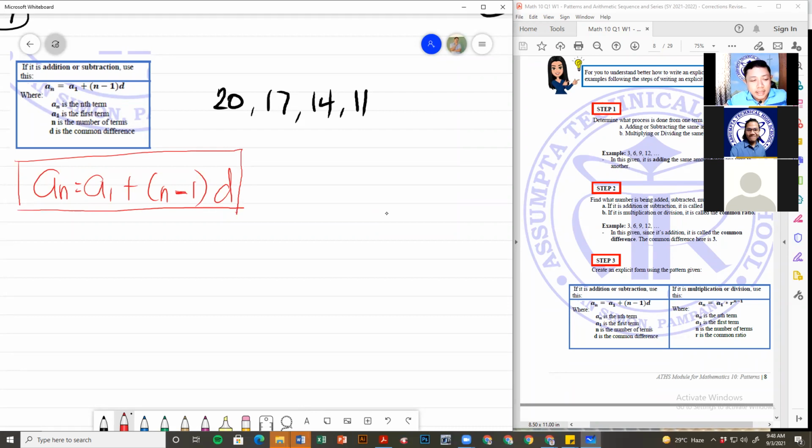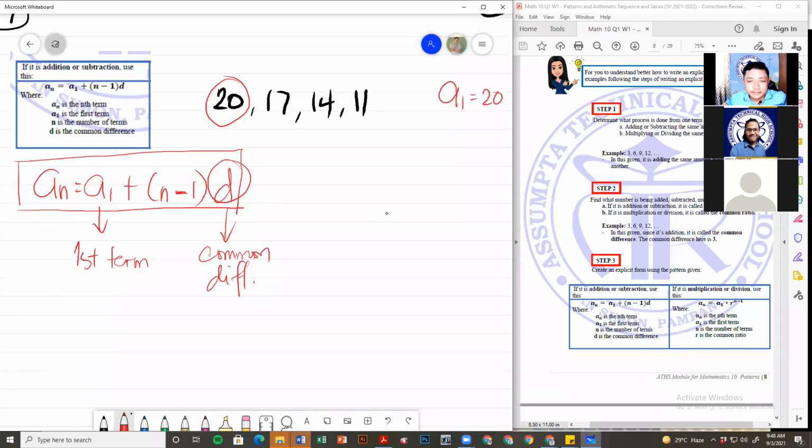Okay, arithmetic sequence. So, what we have to do here now is to simply find your a sub 1, your first term. And then, n, number of terms, you know that already, the number of terms. And d, the common difference. Ayan. O, dito na tayo. So, our first term is 20. No problem. Okay na tayo doon. Okay? So, a sub 1 is 20.